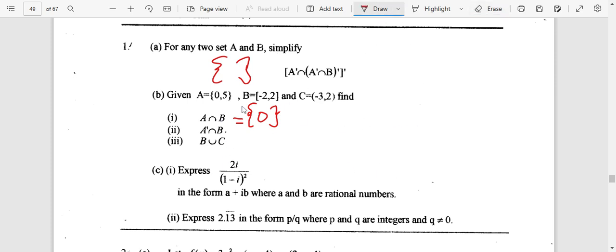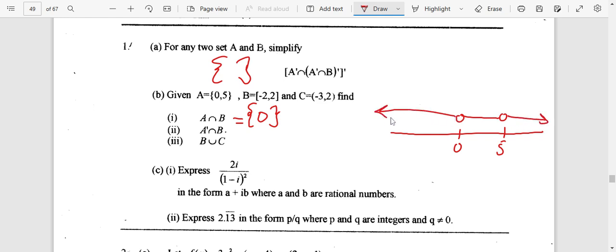Now we want to talk about A complement intersection B. Remember, for this set, we've not been told what the universal set is going to be. Now, A complement: if we go to the set A, we have the elements 0 and 5. It's only 0 and 5. That means what is going to be outside A is everything apart from 0 and 5. So we're going to put it like this. It will go in this direction, and in this direction, including between 0 and 5.